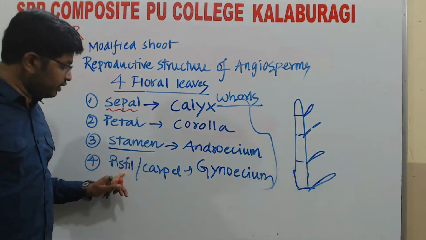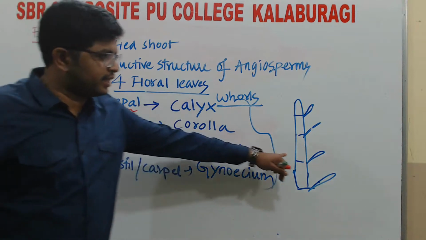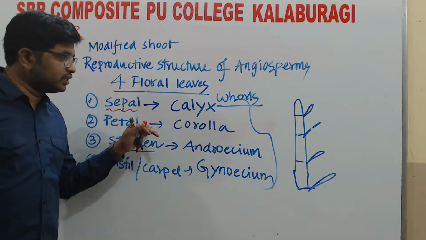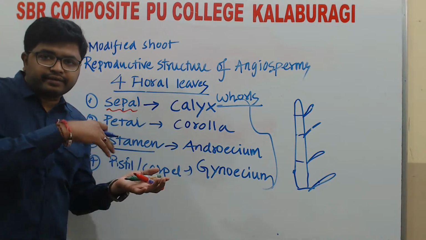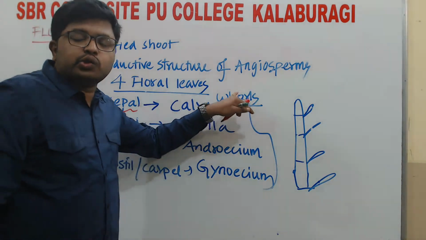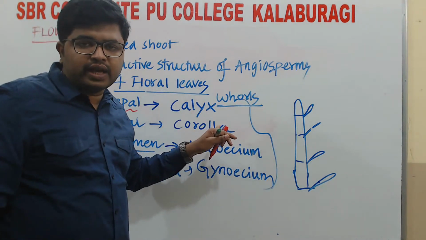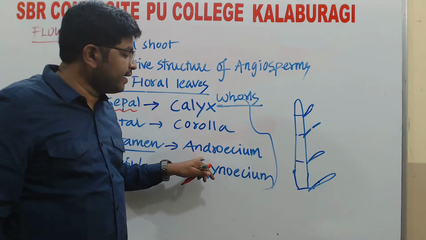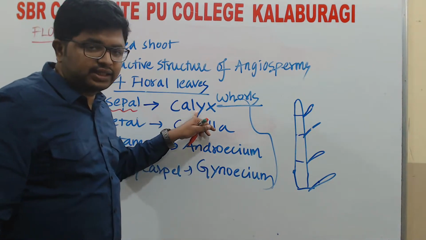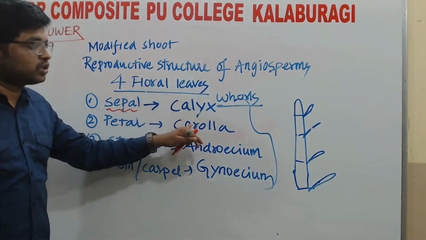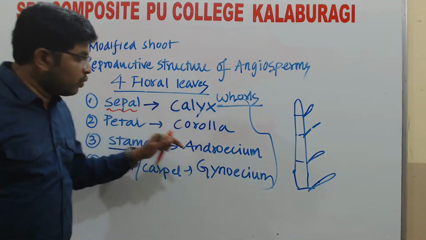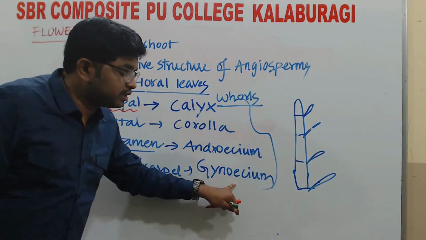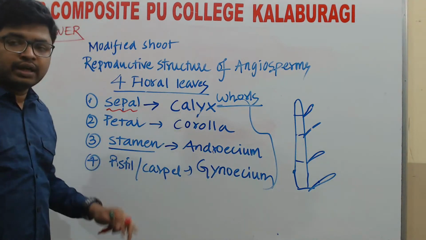These are the floral leaves. Now, sepals, when they are arranged spirally or in concentric rings, we call it a whorl. So, what are the four whorls of a flower? If they ask you a question, then your answer should be calyx, corolla, androecium, gynoecium. What is calyx? It is a collection of sepals. What is corolla? It is a collection of petals. What is androecium? It is a collection of stamens. What is gynoecium? It is a collection of carpels.